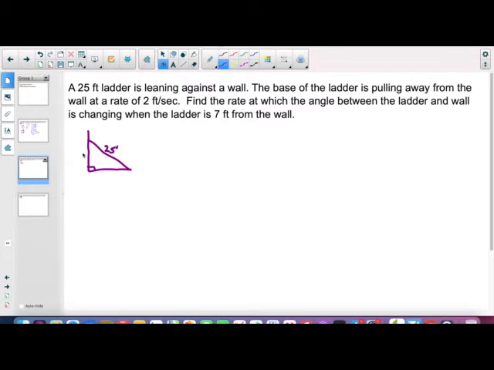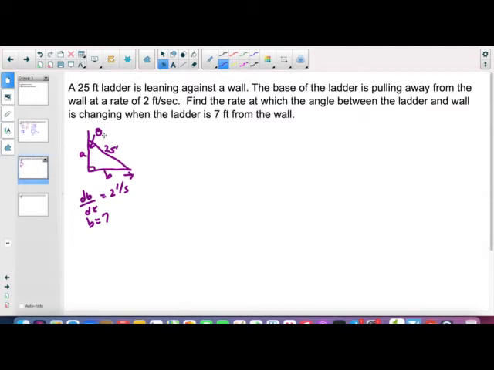I think in that problem we labeled this side as A and this side as B. And they've told us here that the base of the ladder is pulling away from the wall. That's still the same. So they're telling us that dB over dt is 2 feet per second. They ask us to find the rate at which the angle between the ladder and the wall is changing. Well, the angle between the ladder and the wall is this angle right here. I'm going to call that theta. And they're telling us that the ladder is 7 feet from the wall at the time that we're talking about. So they're giving us that B is equal to 7 at the instant of time that they're talking about.